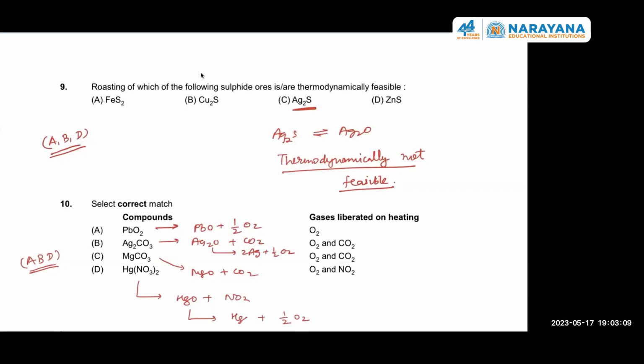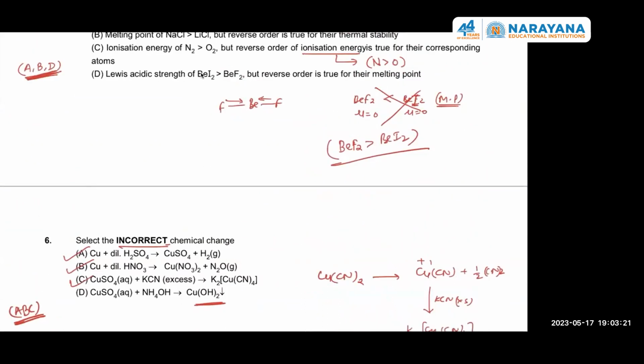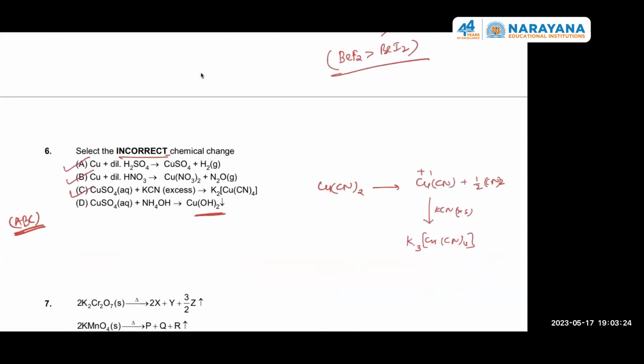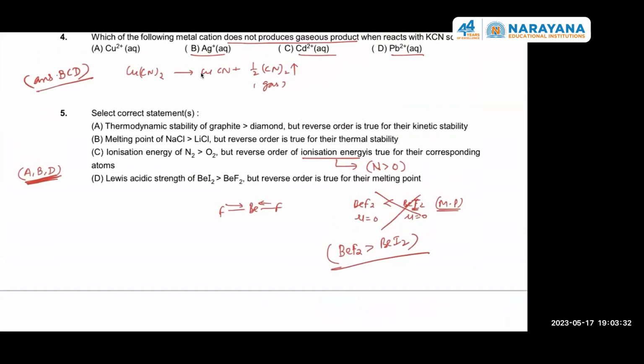Okay, guys, can we end the class here? Do you have any doubts? There are some points at which we got stuck. Let us recall those cases. Here, I think the problem was solved because aqueous CuSO4 forms Cu(OH)2. I will check it again, like BeF2 and BeI2, but the correct answer is ABD only.